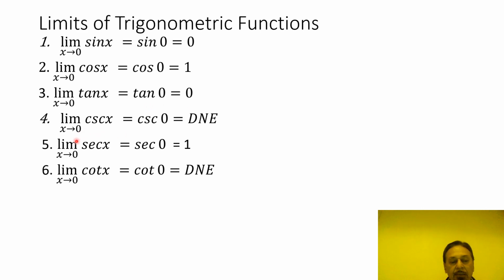Limit of cosecant x as x approaches 0 is cosecant of 0, which is undefined, so it's DNE. Limit of secant x as x approaches 0 is equal to secant 0, and this is 1. Limit of cotangent x as x approaches 0 is cotangent 0, which is DNE.